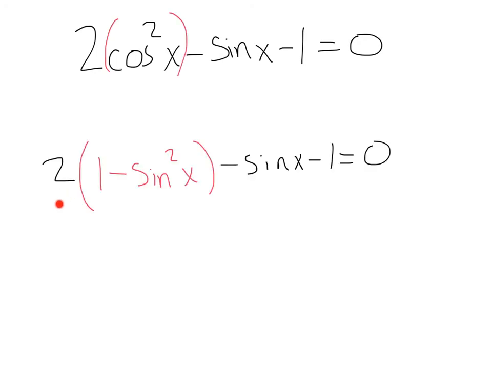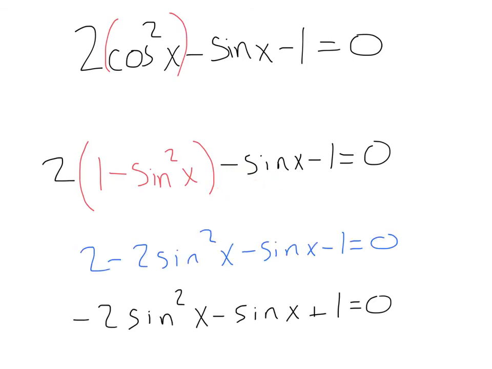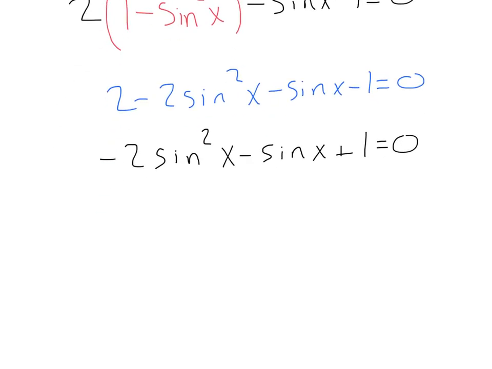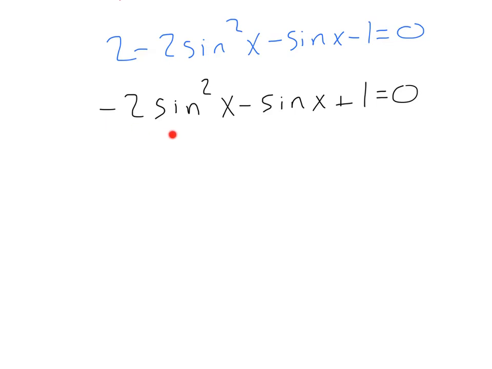That's going to give us 2 times 1 minus sine squared x, replacing cosine, minus sine x minus 1. Let's rewrite this and put it in a form that we're familiar with. Distributing the 2, we'll get 2 minus 2 sine squared x minus sine x minus 1. Combining our like terms, we're going to be left with negative 2 sine squared x minus sine x plus 1. And this looks like something we can factor.